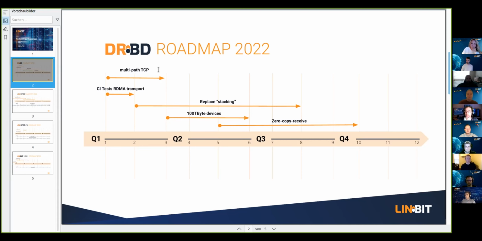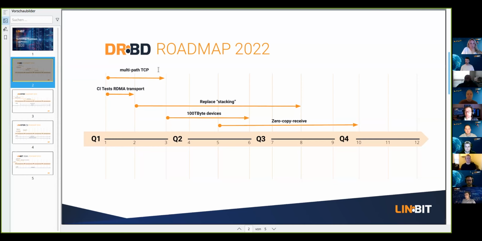So right now, DRBD already has support for multiple paths and single connections, but they are used in a strictly failover mode. So it uses either one path or the other. And in upstream Linux, there's a thing called Multipath TCP. It was merged relatively recently. I don't know, 5.10, 5.14, something like that.